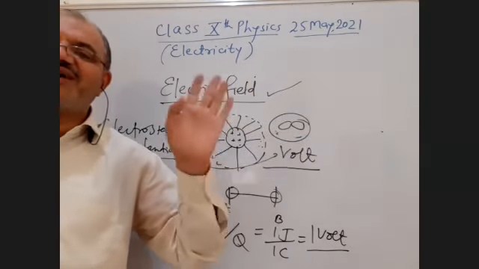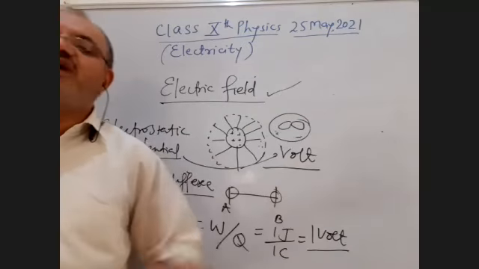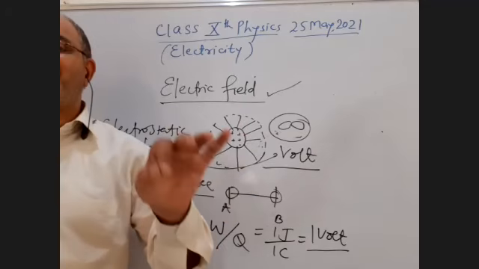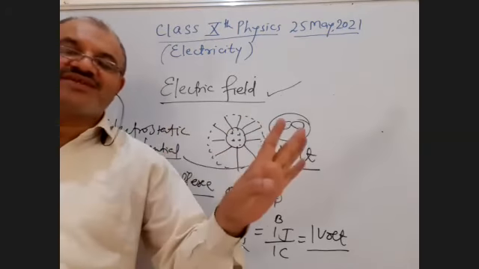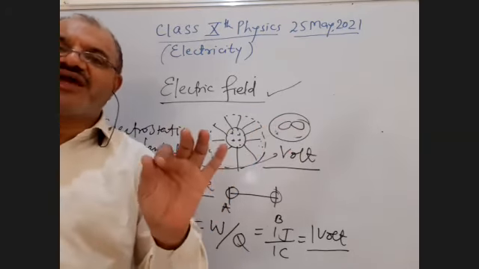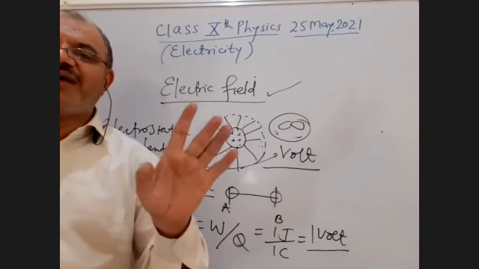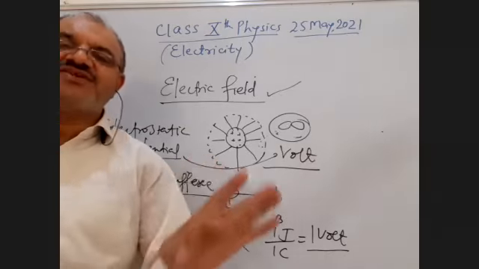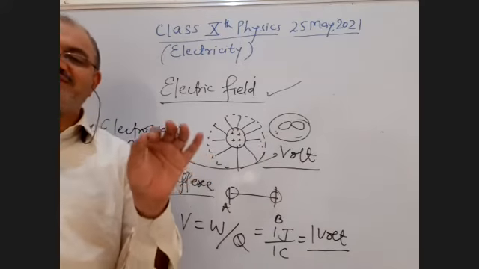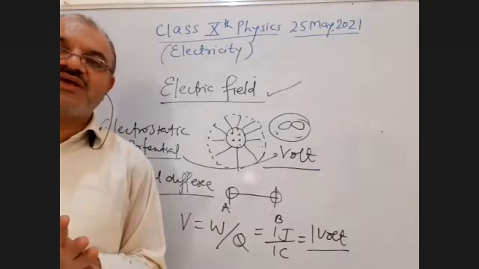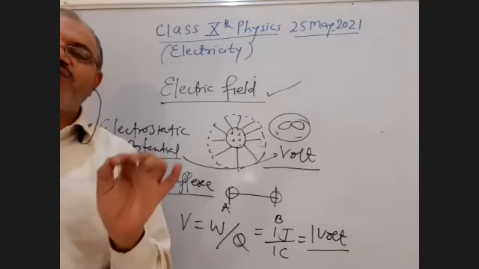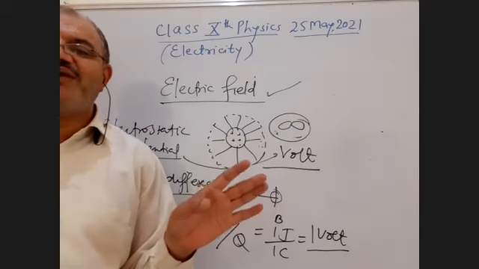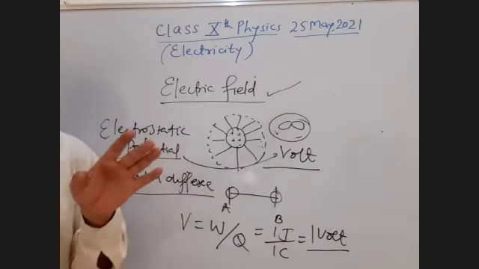Similarly, if there is current in the electric circuit and you want to only check the presence of electric current, not measure it, then you use a galvanometer. If you want to measure the electric current, then you have to use the ammeter. If you want to know whether the current is there or not, you require a galvanometer. So a galvanometer is a device which is used to detect the electric current.